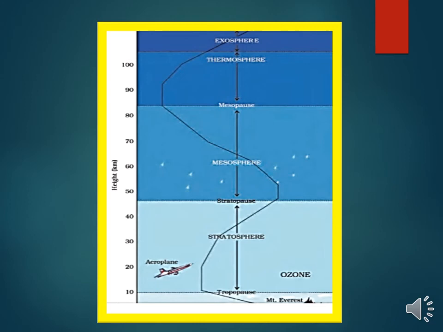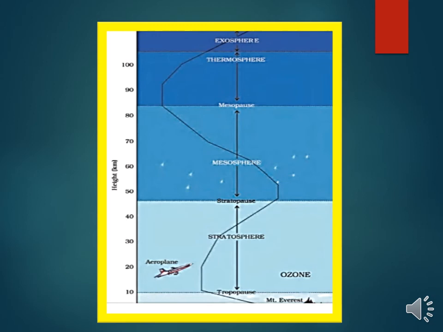Then we go to the stratosphere. We can see this area is free from clouds, and it makes ideal conditions for planes to fly. And it also has an important layer called the ozone layer, which protects us from the harmful rays of the sun. Then we went to the mesosphere. I told you in the mesosphere, the meteorites burn here, which prevents them from hitting the earth's surface.